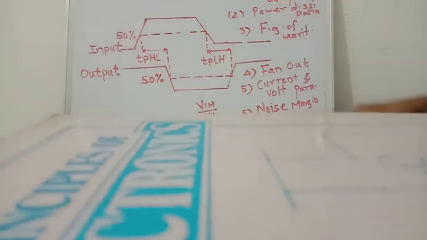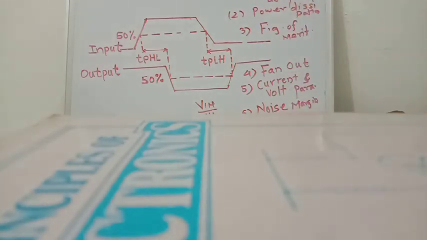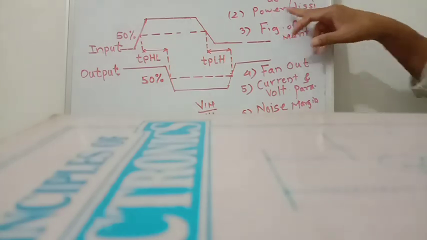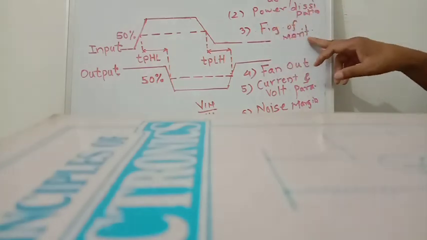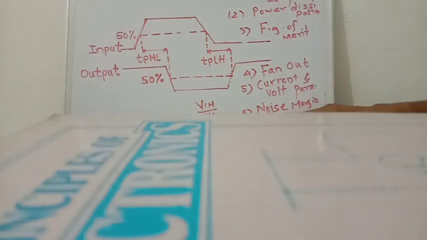So these are all the 7 characteristics of digital ICs: propagation delay time, power dissipation, figure of merit, fan out, then current and voltage parameters, noise margin, and operating temperature range. Okay, so we will stop here.